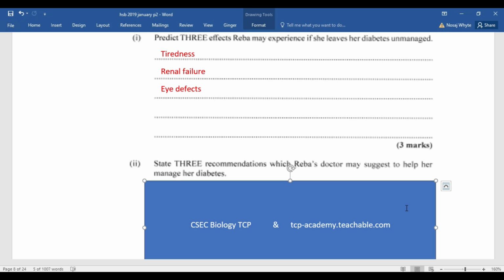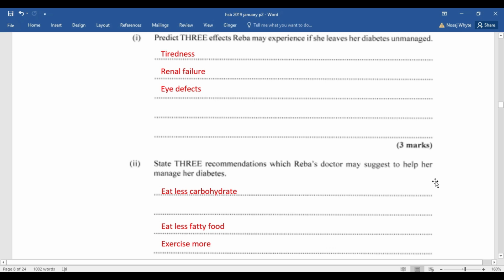State 3 recommendations which Reba's doctor may suggest to help her manage her diabetes. Alright, so you can pause, you can check your textbook, or you can just write them down. Here I reveal. The doctor would definitely tell you to eat less carbohydrate.